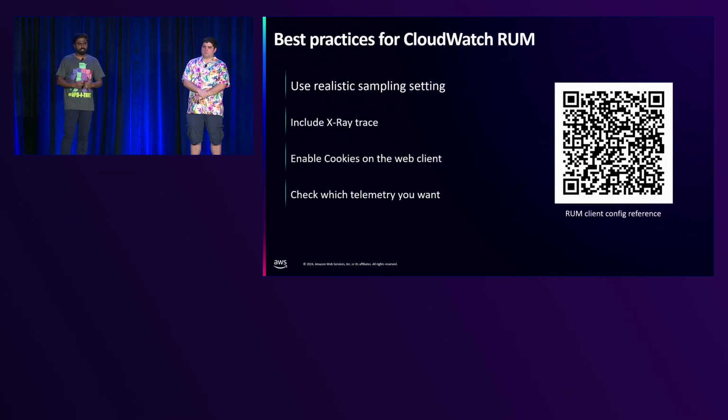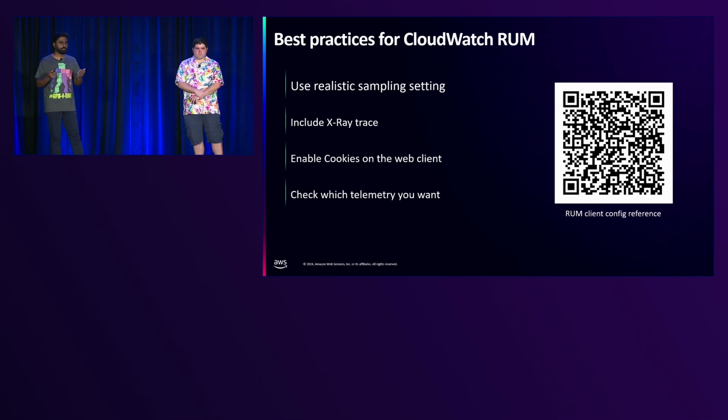What are the best practices in using CloudWatch RUM? Starting with: use realistic sampling settings. What do we mean by that? By default, CloudWatch RUM actually samples user requests, right? That is to save on costs, and at the same time, to try not to give you too much information or make it very noisy. You can increase that if you want to, but remember that is going to add to cost and probably more information that you have to process, right? It could be useful in some situations, maybe not in others.